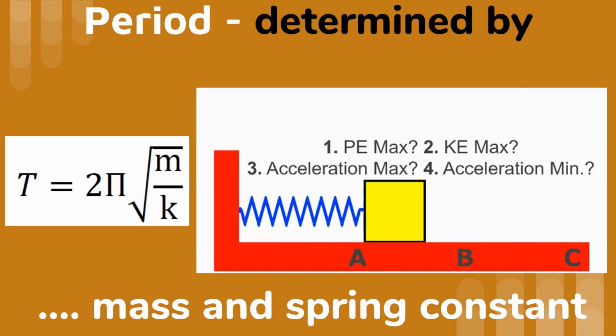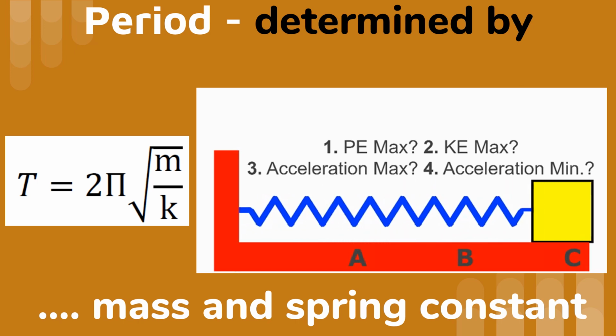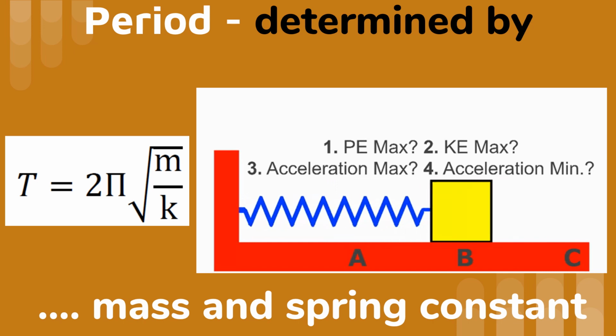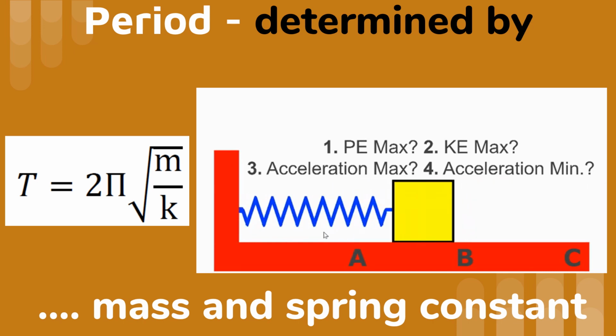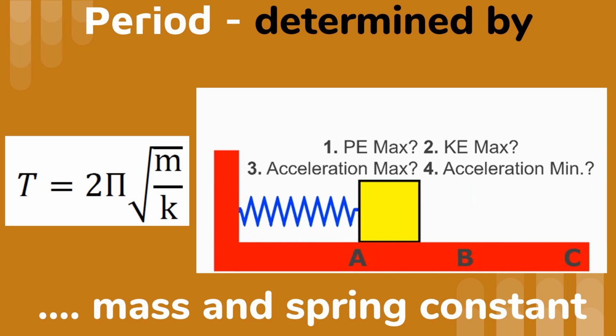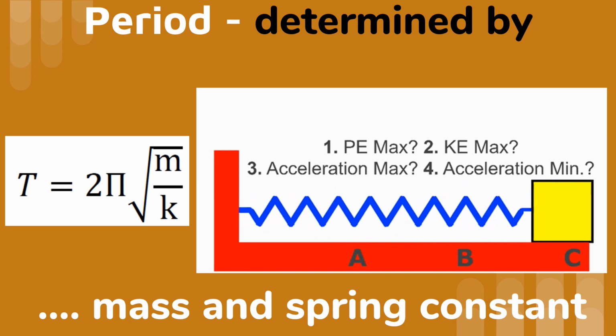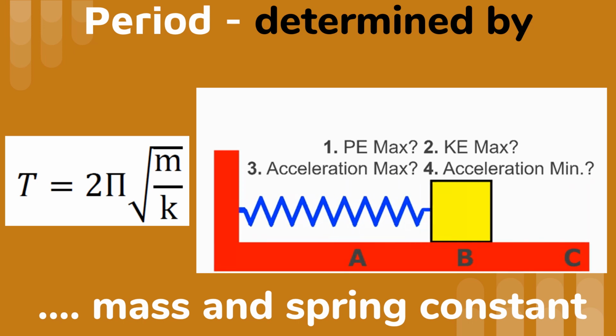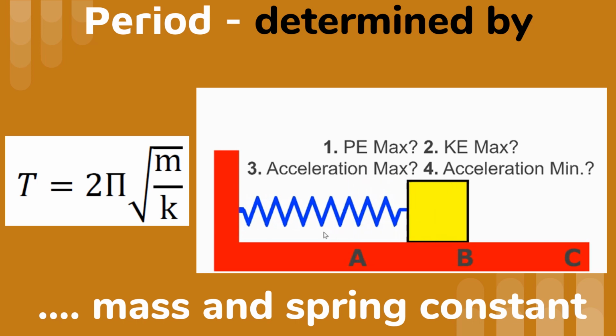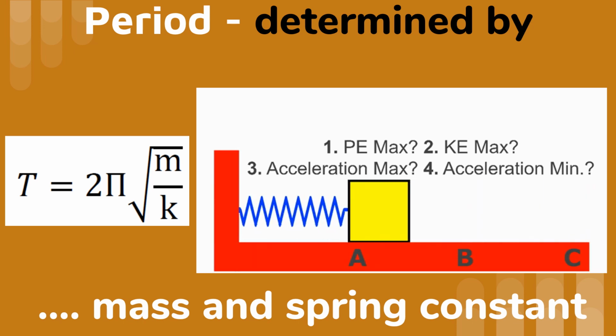Amplitude is the distance that the box moves from its equilibrium position. In the example above, the amplitude is the distance from B to C and B to A. If we pulled the box to a position beyond point C and let go, the box would have a larger amplitude, but not a larger period.